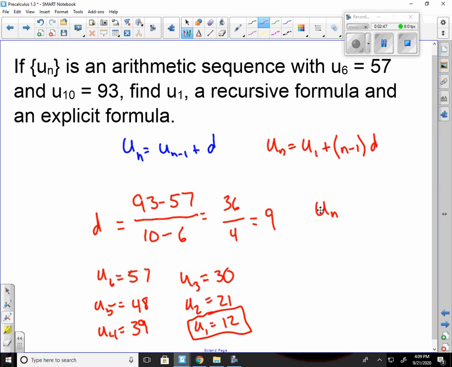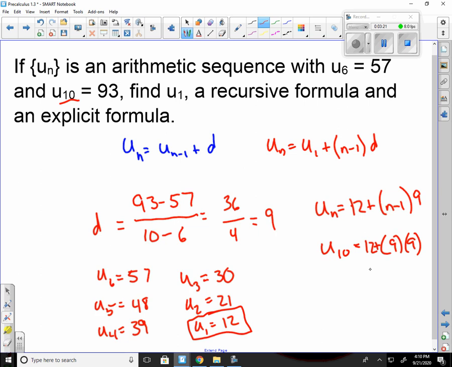And now I'm going to write my explicit formula out. U sub n equals u sub 1, which is 12, plus n minus 1 times 9. How can I check to see if this works? Well, I can check my u sub 10 because I already know what that is. U sub 10 equals 12 plus 10 minus 1 is 9 times 9.